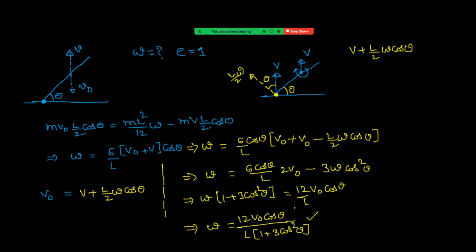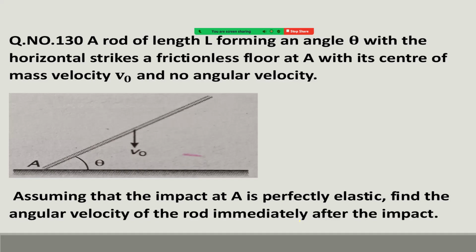So the previous problem and this problem are both almost the same, up to here same only. The extra part given is that it is elastic, then writing velocity of approach equal to velocity of separation. Solving these two, we get the omega value. Right. Let us see the next one.